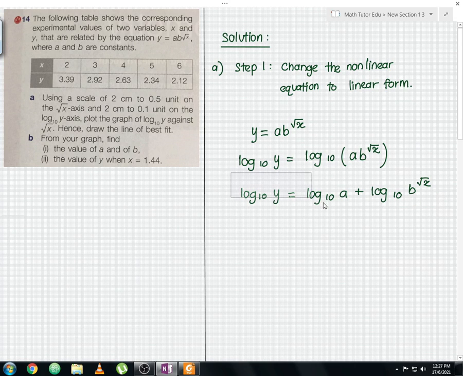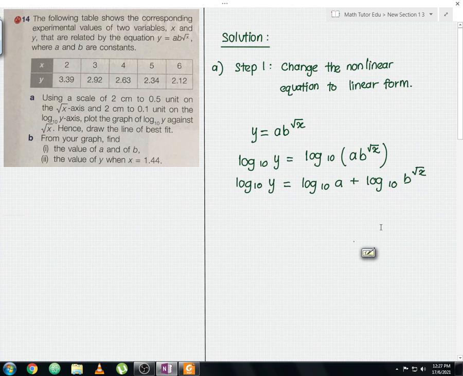Okay, so I hope you guys understand the working till now. So let us continue to the next step. For the next step, this square root x, we can move it to the front. So from here, log 10 y will be equal to log 10 a plus square root x log 10 b. Okay, so we are very close to our final step.